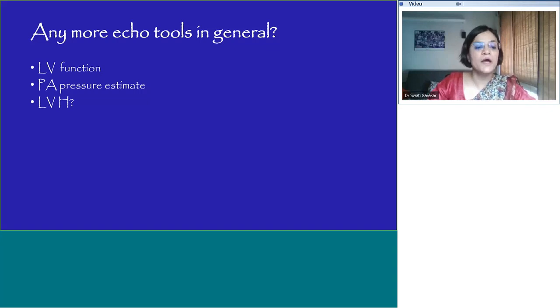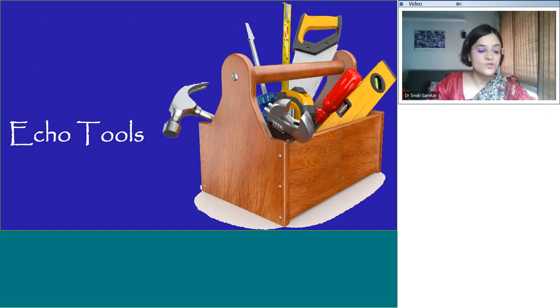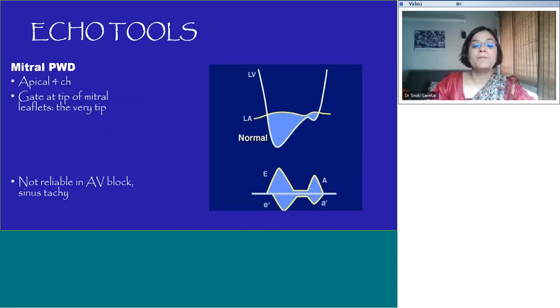Also look at the myocardium, look to see if there is hypertrophy, etc. Any clue that the myocardium is not normal will help you assess the diastolic function of the patient. So let's look at these tools in detail, beginning with mitral PWD.